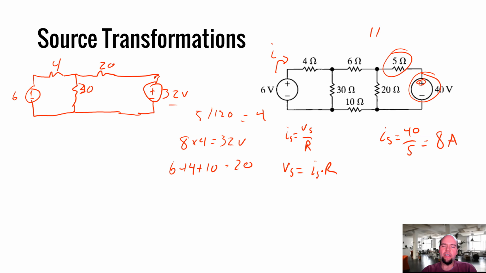So in this case, once again, there's nothing in series or in parallel that we can combine right now. Not to worry, though. We can just do another source transformation. So we have a 32 in series with a 20. So a 32 volt supply in series with a 20 is equivalent to 32 divided by 20, that's going to be 1.6. So it's equivalent to a 1.6 amp supply in parallel with a 20.